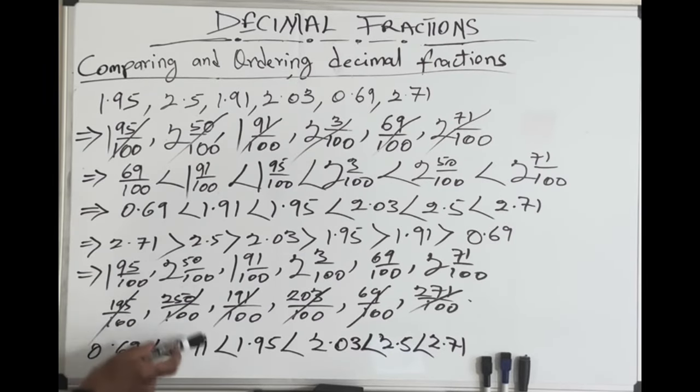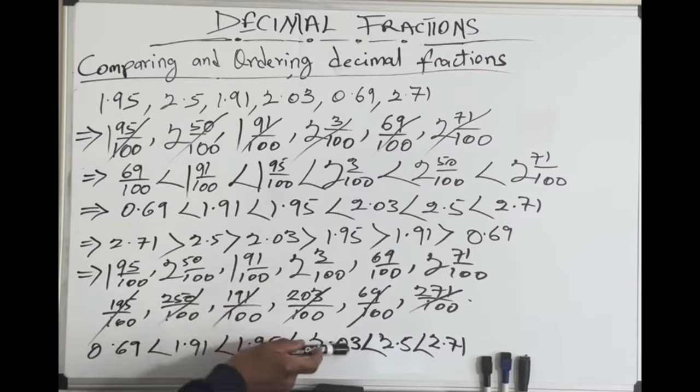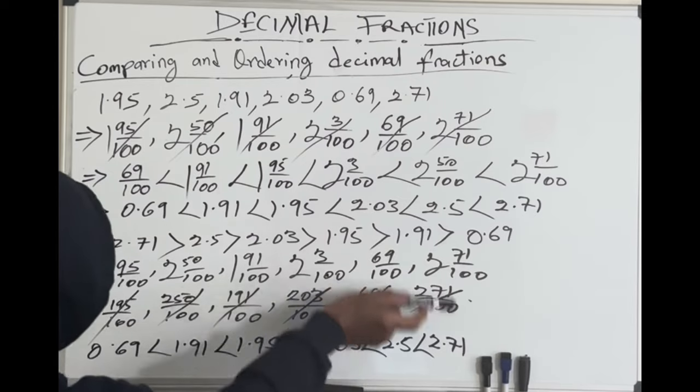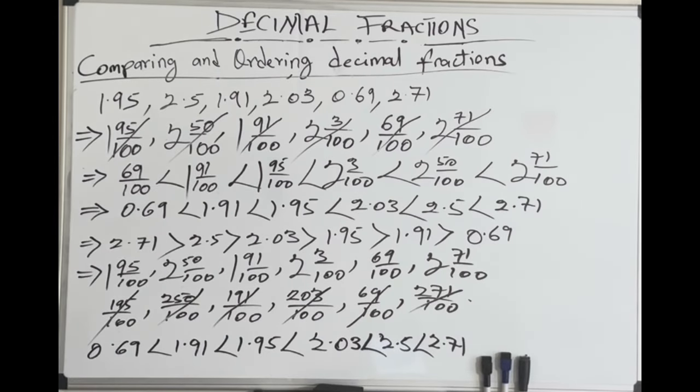Okay, so 203. So we have two methods. Whatever you think is very easy for you, you go for that.